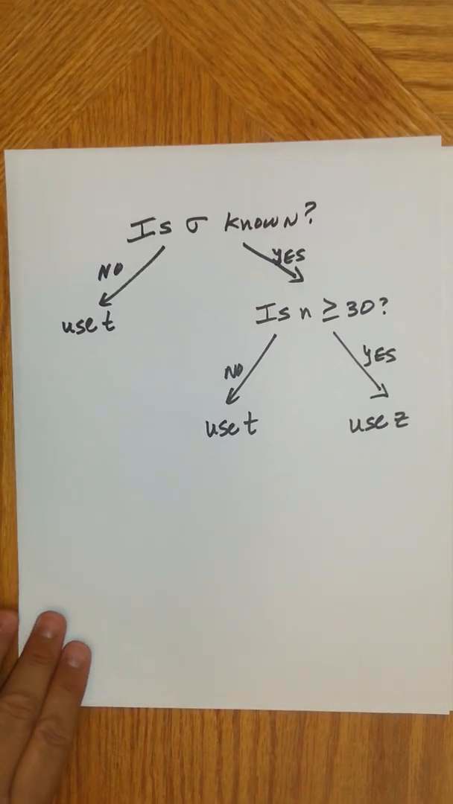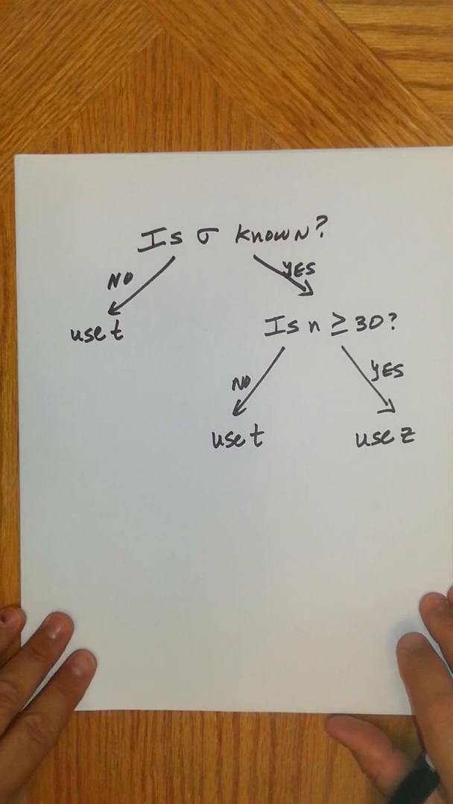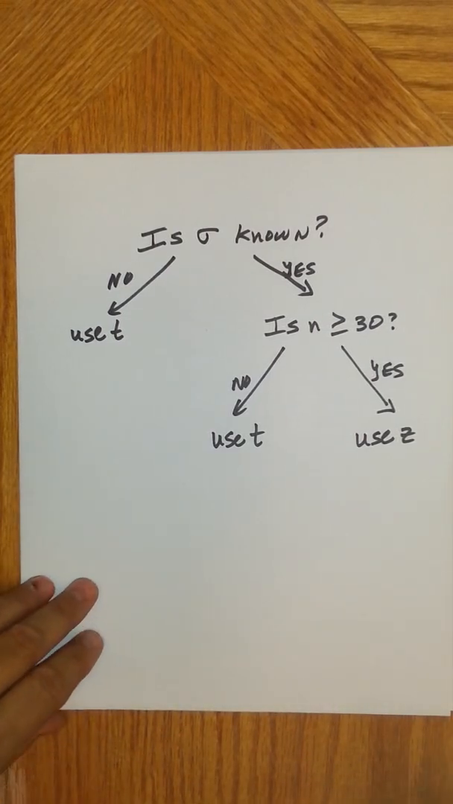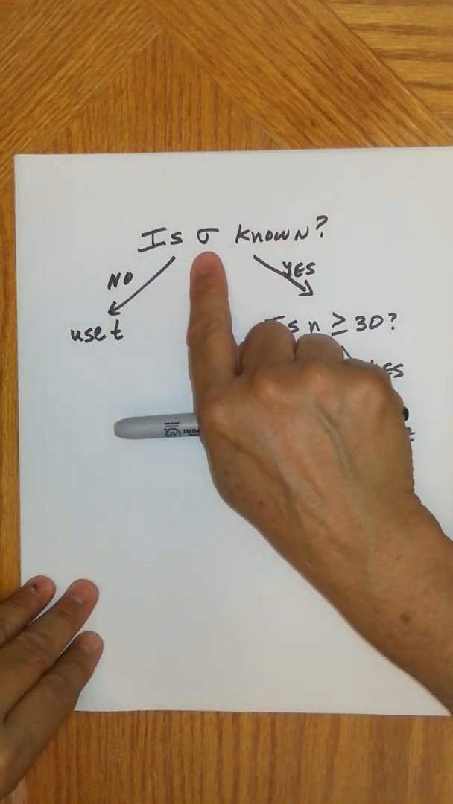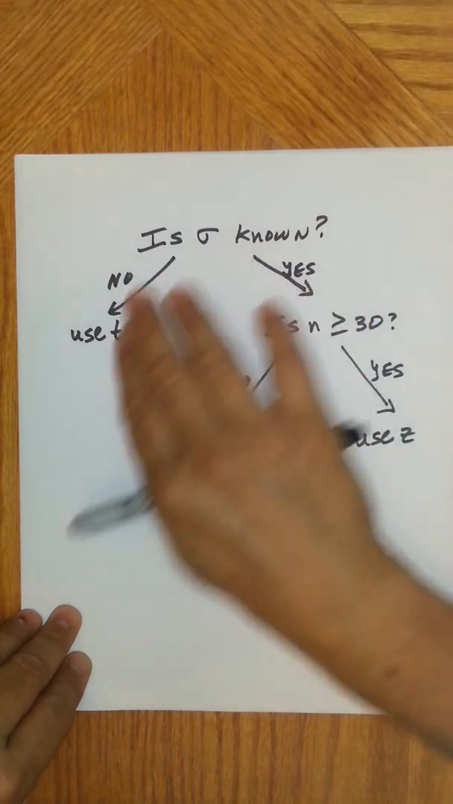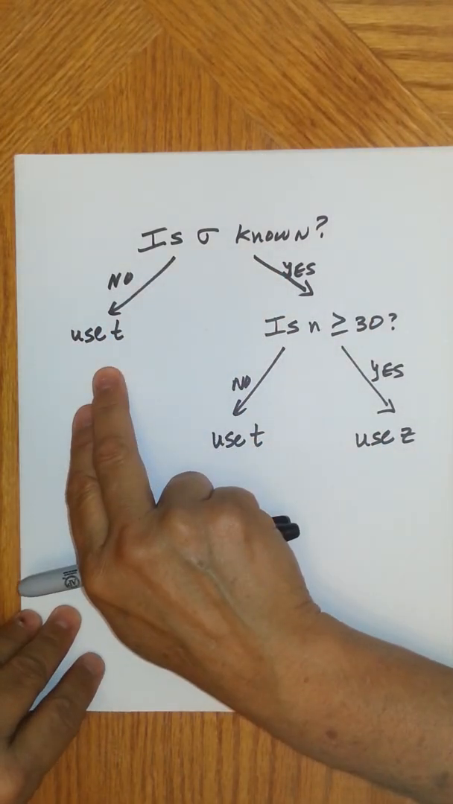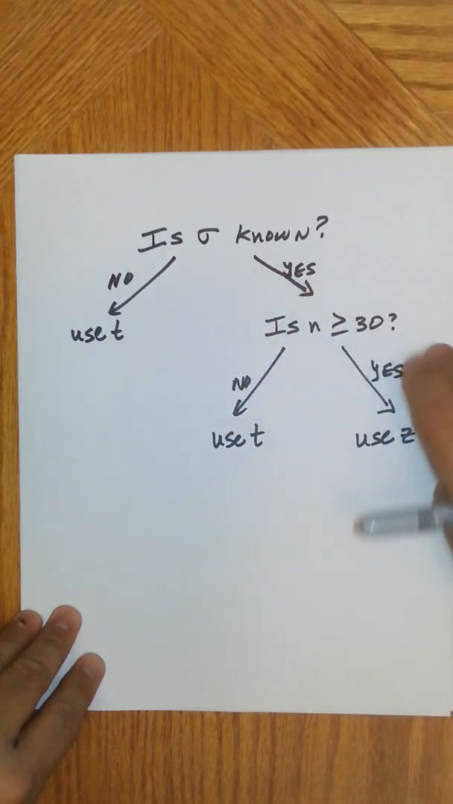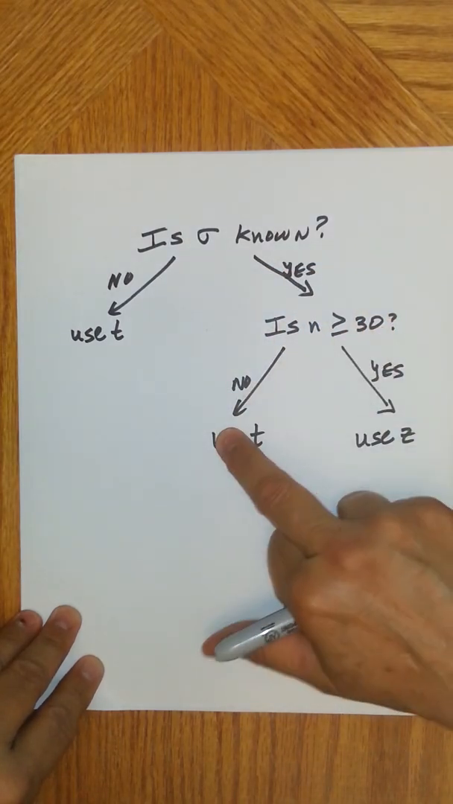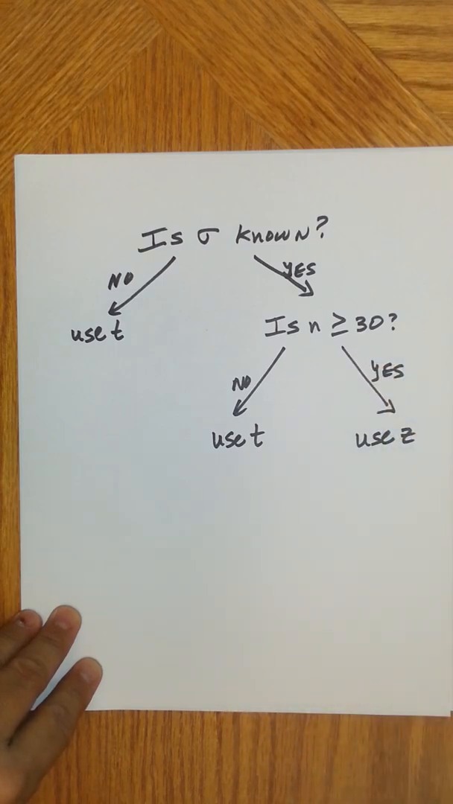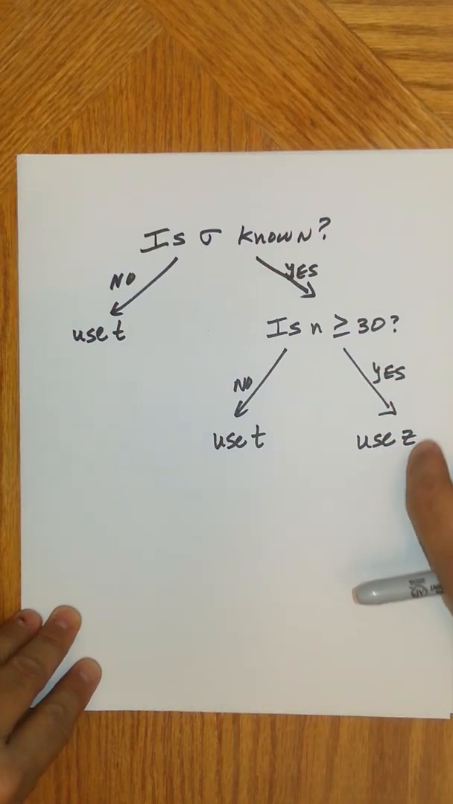The last thing I want to address is that it can get kind of confusing: how do I know when I actually use a t-distribution? Technically, if the population standard deviation, that is sigma, is not known, you absolutely have to use t-distributions and t-scores. But if it is known, then if your sample size is less than 30, you still have to use t-distributions. But if it's greater than 30, then you can go ahead and use a normal distribution or z-score.